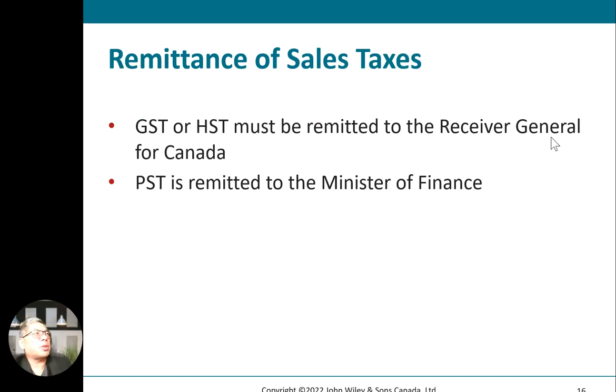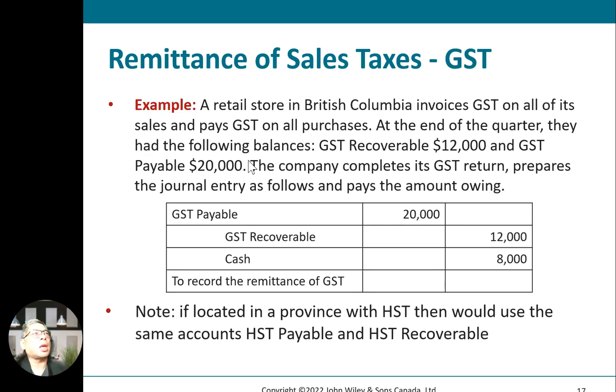Okay, the next one will be recording remittance on sales tax. GST and HST must be remitted to the Receiver General for Canada. PST is remitted to the Ministry of Finance. So this is the difference. GST and HST is for the Receiver General. I'm in Ontario, so I always do the Receiver General payment every year for the last 20 years for my company called Arahat Capital Limited. PST is also remitted, but PST, however, is remitted to the Ministry of Finance. This is the difference, okay?